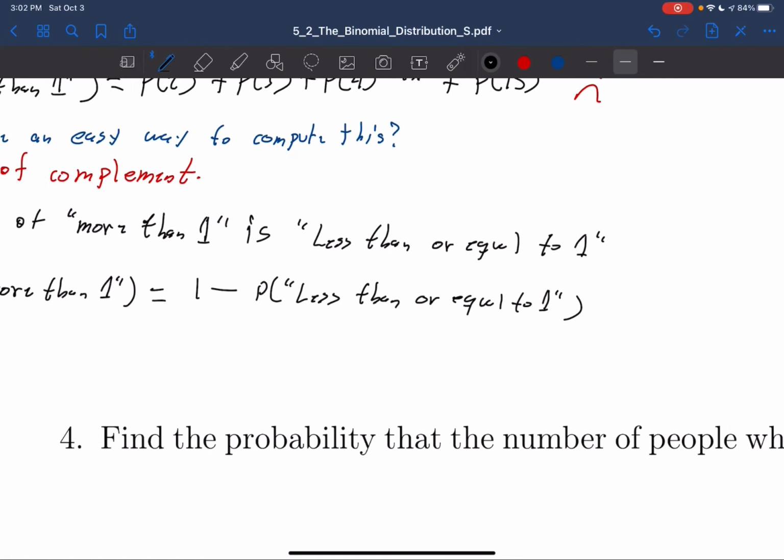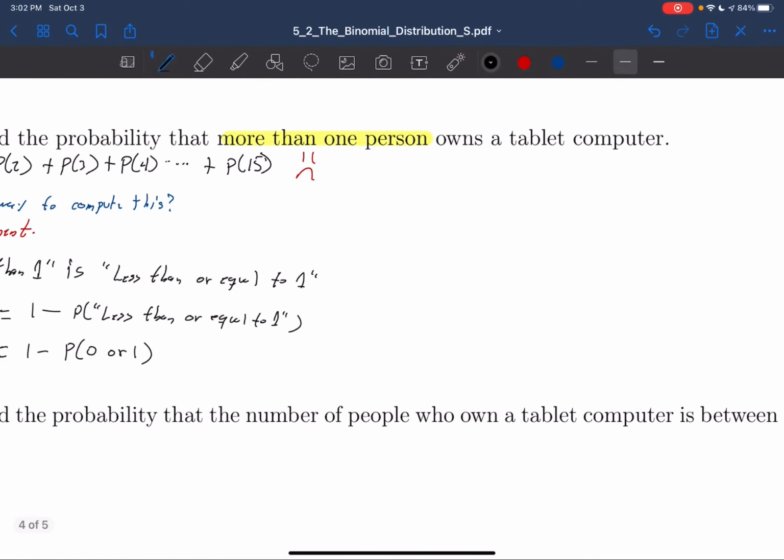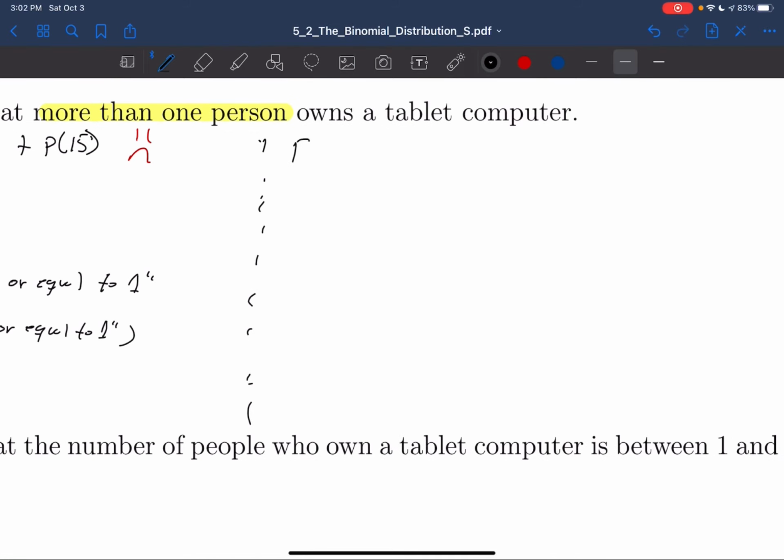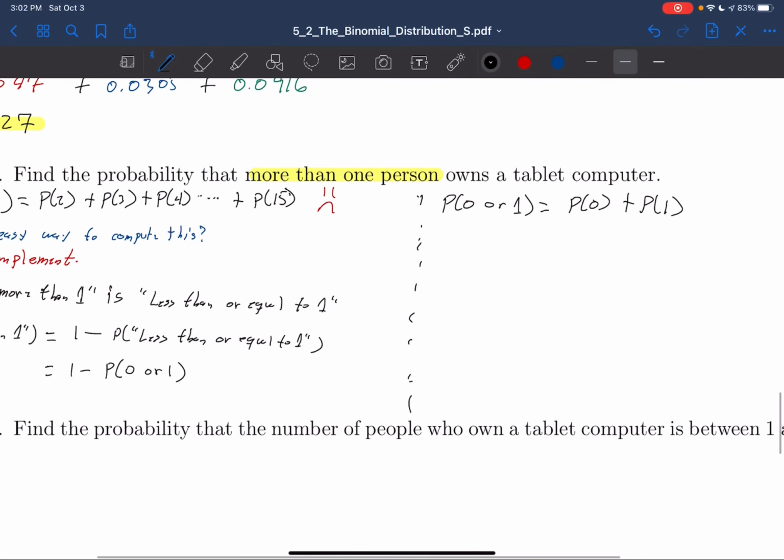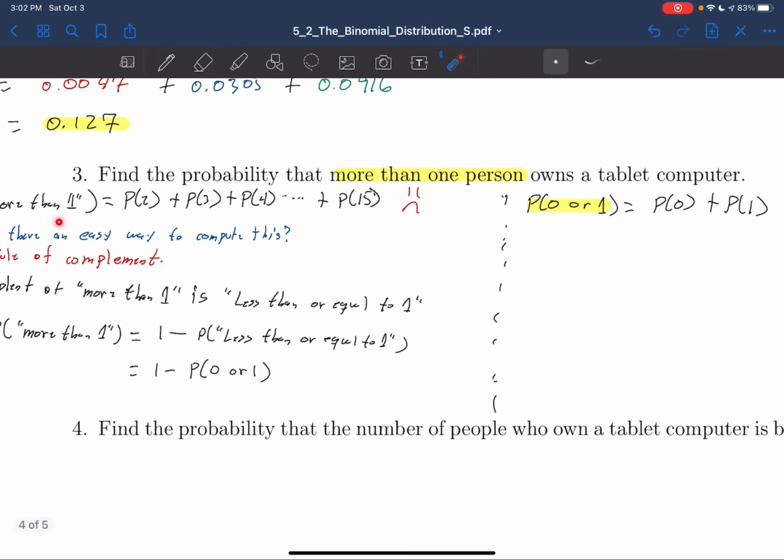And what is this going to look like? This is just going to look like 1 minus probability of 0 or 1, because less than or equal to 1 is just 1 and 0, right? And here I'm just going to put a little more work on the side. The probability of 0 or 1 is just going to be the probability of 0 plus the probability of 1. And this is a lot easier to compute than all of this.